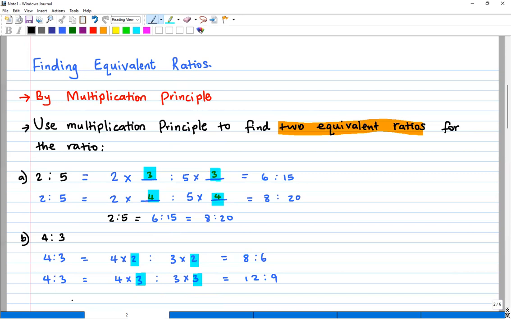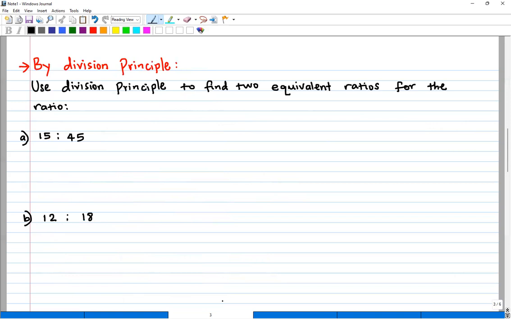So we can say that finally, 4 to 3 is equal to 8 to 6 and equal to 12 to 9. So these are the equivalent ratios. Let's see how we can use division principle.